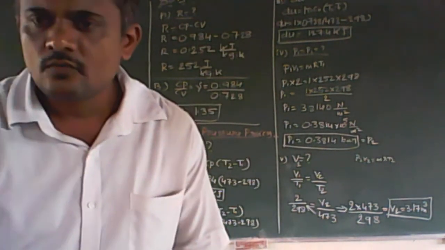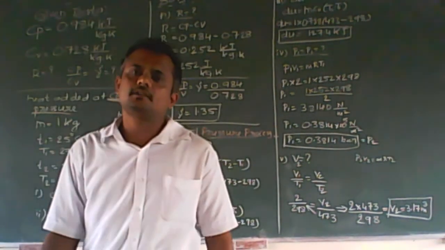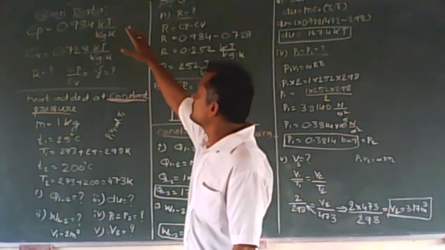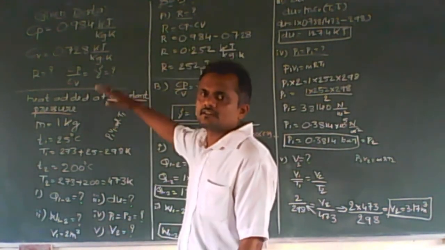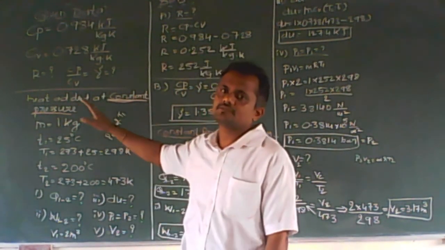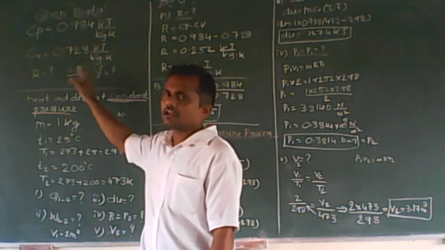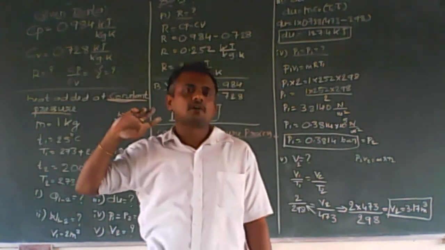This is how we can solve the problem very easily. So try to remember how we can easily write the given data, and afterwards with the help of given data only we can calculate this type of unknown values.